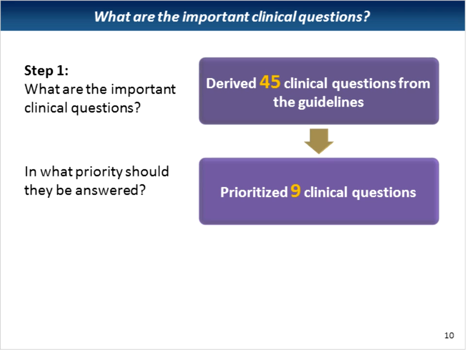Here's just a quick summary of what we did in step 1. We want to know what the important questions are and in what priority they should be answered. We got 45 of those questions from the practice guidelines on primary open-angle glaucoma. We prioritized 9 clinical questions using 2 rounds of a Delphi survey of a professional society.